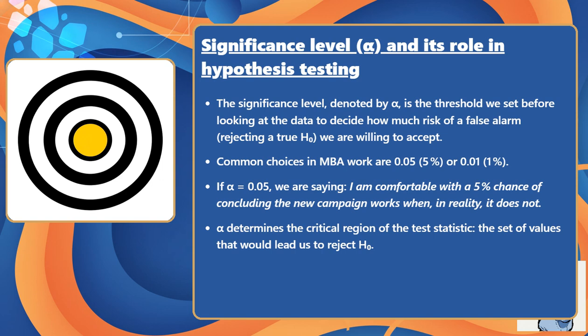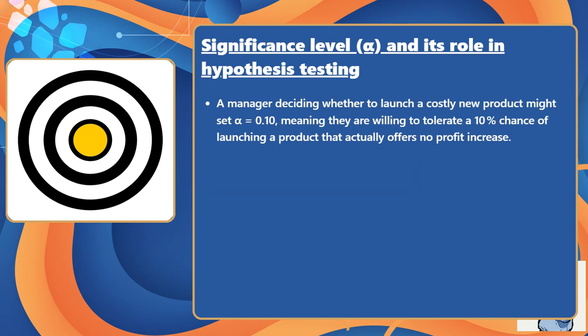Alpha determines the critical region of the test statistic, the set of values that would lead us to reject H0. Mathematically, alpha equals P(type I error) equals P(reject H0 given H0 is true). A manager deciding whether to launch a costly new product might set alpha equals 0.1, meaning they are willing to tolerate a 10% chance of launching a product that actually offers no profit increase.